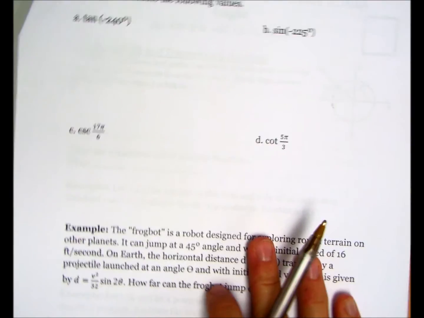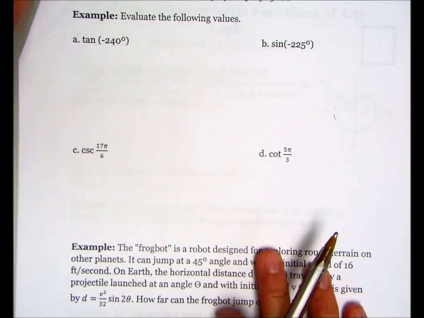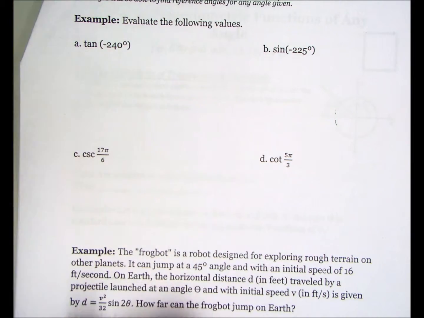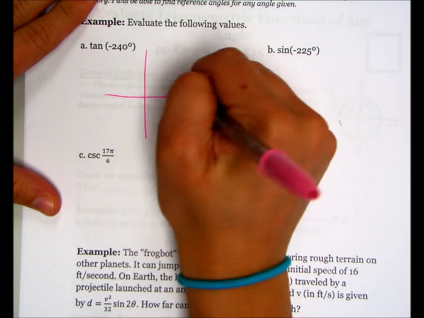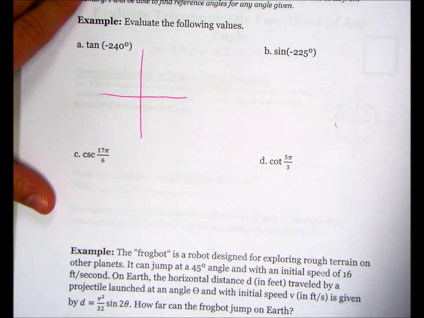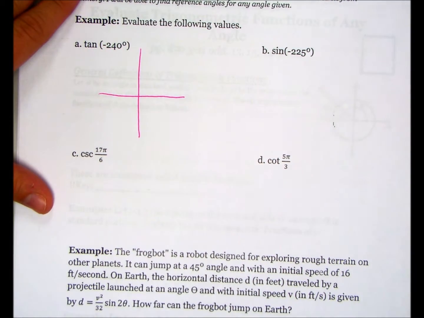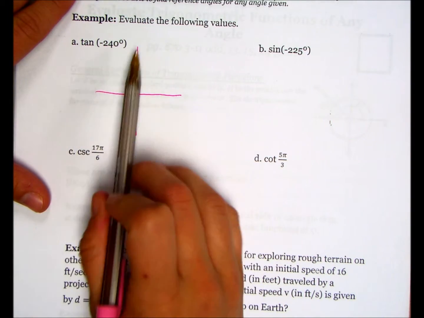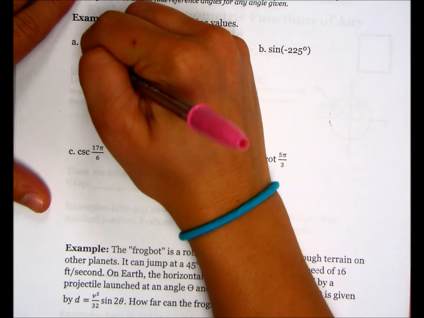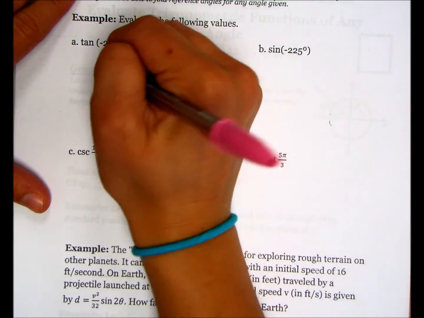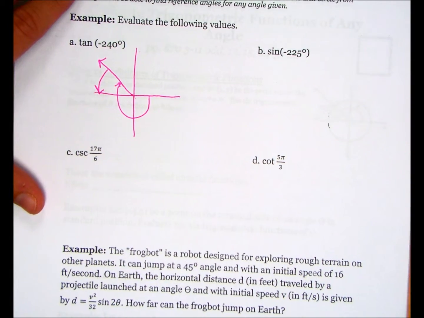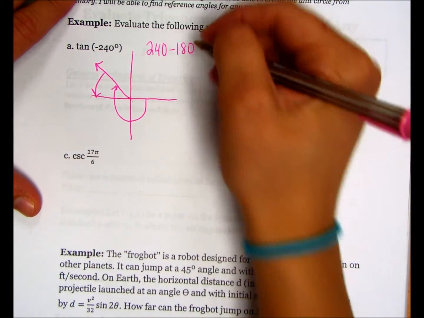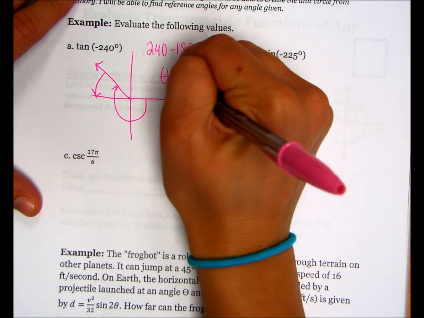The next type of examples is where they say evaluate the following values, and they ask you to take the tan of negative 240. I want to find the reference angle for negative 240. If I graph negative 240 on my coordinate plane, this is negative 180, negative 270, so I'm going to be in here. This way is negative 240, so then I need to go back to 180. If I take 240 and subtract 180, that gives me 60. So my reference angle then is 60 degrees.